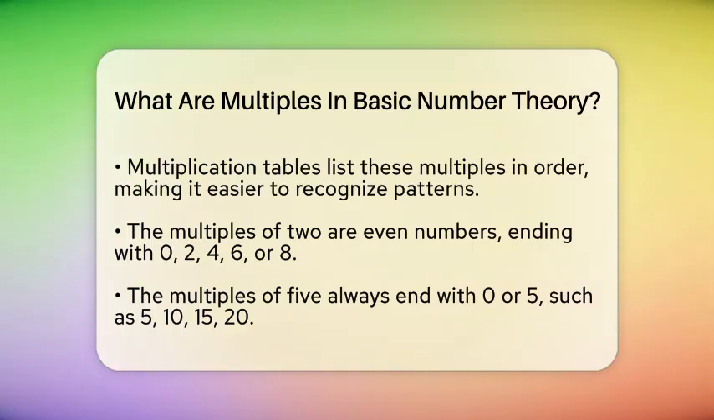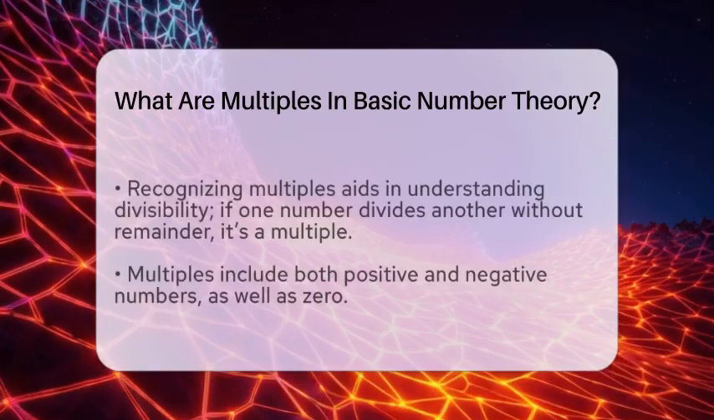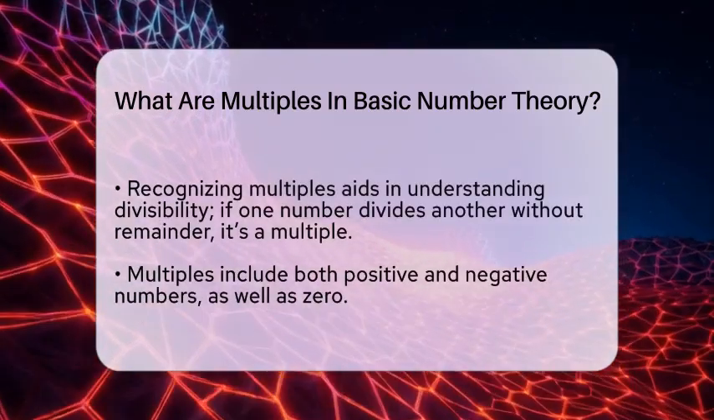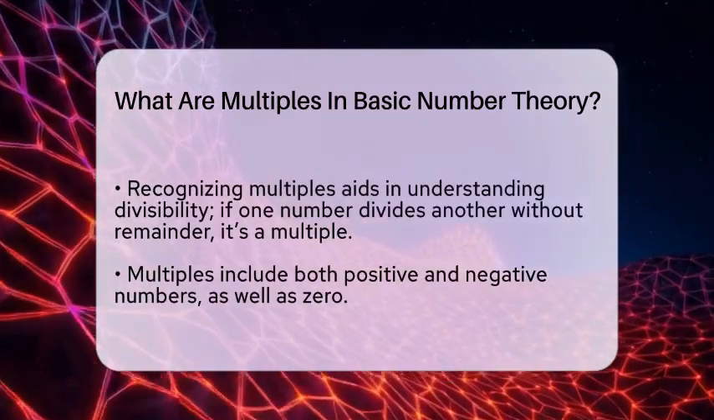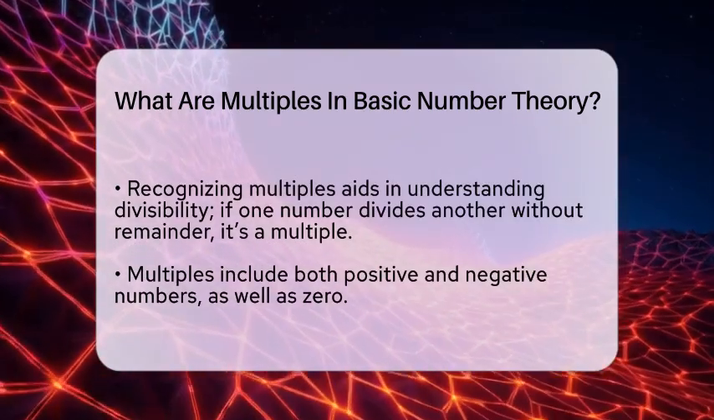faster. In basic number theory, multiples are very important because they help us understand divisibility. If one number can be divided by another without leaving a remainder, then the first number is a multiple of the second. For instance, 12 divided by 3 equals 4 with no leftovers, so 12 is a multiple of 3. This idea helps us find factors and understand how numbers fit together in a bigger picture.